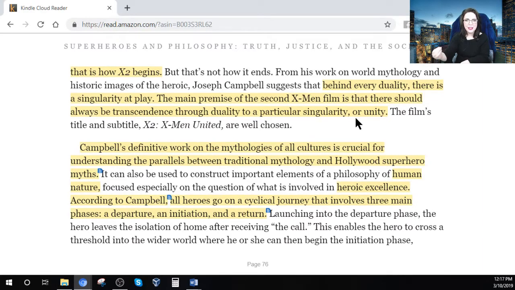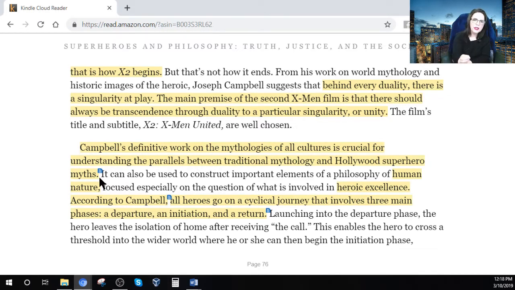But in order to get to that unity, she has to discuss Storm, who represents the perfect hero. She has to discuss Mystique, who is the anti-hero. And then she discusses Jean Grey, who represents transcending the duality and the singularity into a unity. But to get there, she has to draw upon Campbell's works of mythology, and she also draws upon cultures, because she says that it's important to note that the mythologies of all cultures are crucial for understanding the parallels between traditional mythology and Hollywood superhero myths.